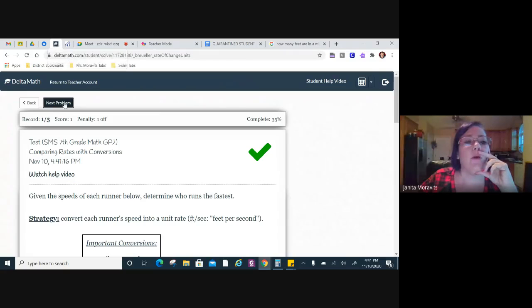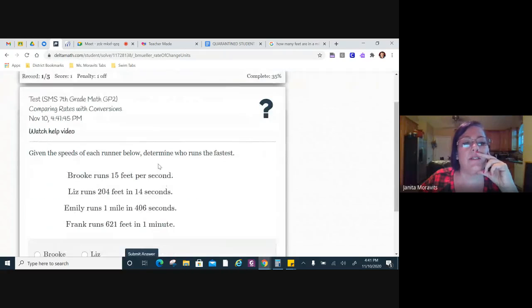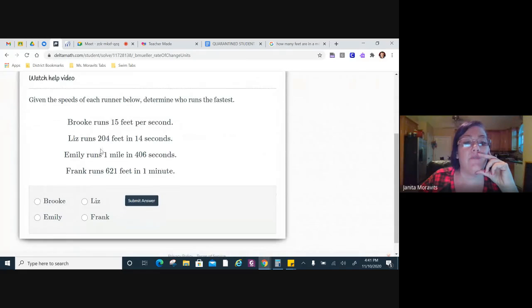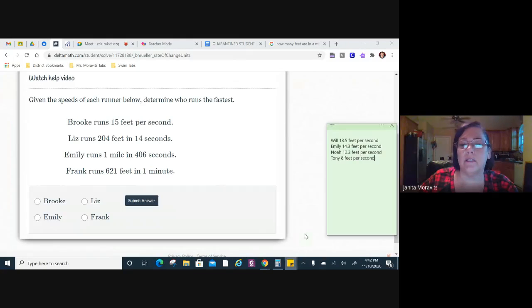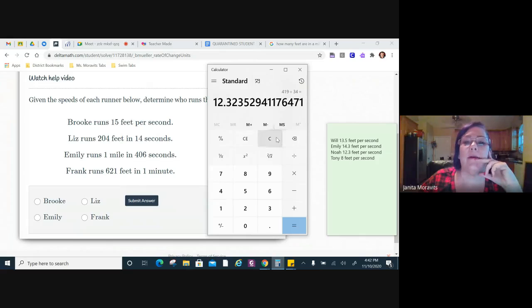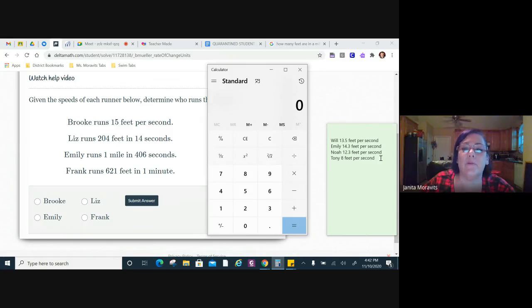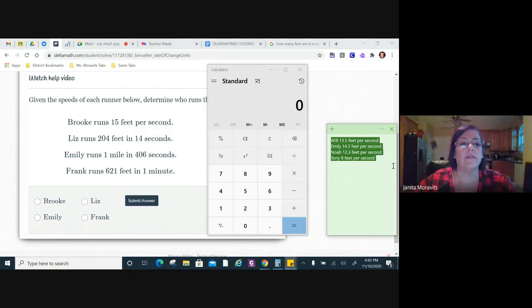All right. We're going to do one more problem like this, just so you feel comfortable with this. Okay, so we have feet per second again, then we have miles per seconds again, and then feet in a minute. So this is going to work exactly like the last problem. So let's pull our sticky note back up. Let's pull our calculator back up and clear it out. All right, 15 feet per second is Brooke. We don't really need to write her down this time. We're going to get rid of all this. So Brooke is 15 feet per second.